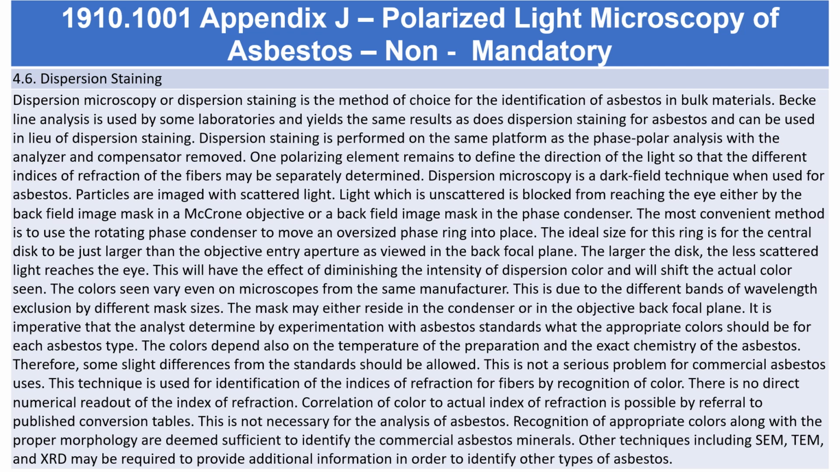This technique is used for identification of the indices of refraction for fibers by recognition of color. There is no direct numerical readout of the index of refraction. Correlation of color to actual index of refraction is possible by referral to published conversion tables. This is not necessary for the analysis of asbestos. Recognition of appropriate colors along with the proper morphology are deemed sufficient to identify the commercial asbestos minerals. Other techniques including SAM, TEM, and XRD may be required to provide additional information in order to identify other types of asbestos.